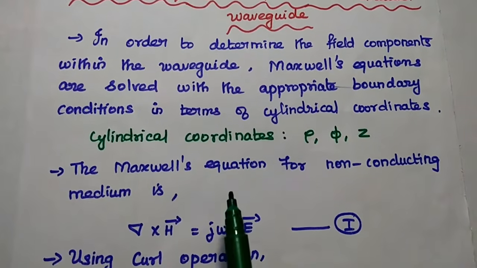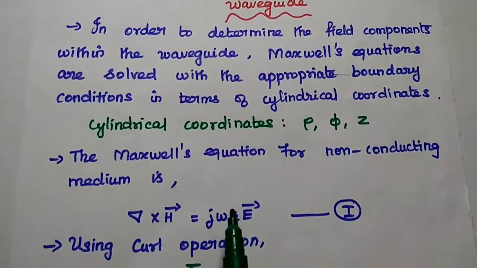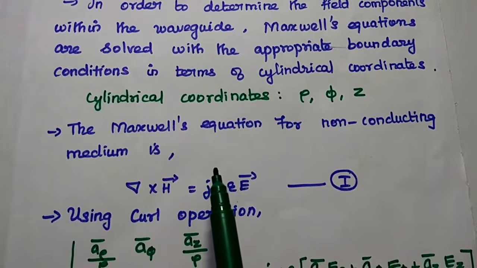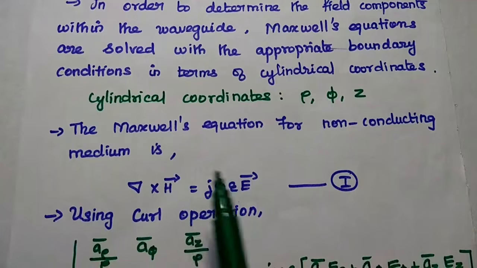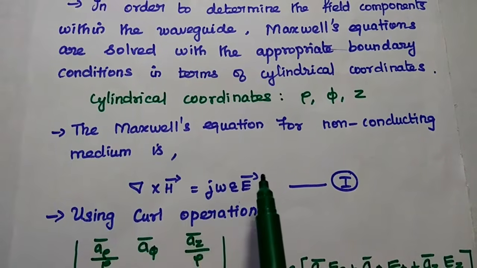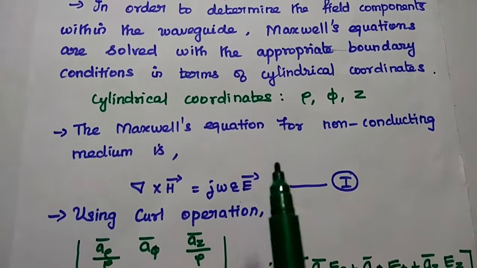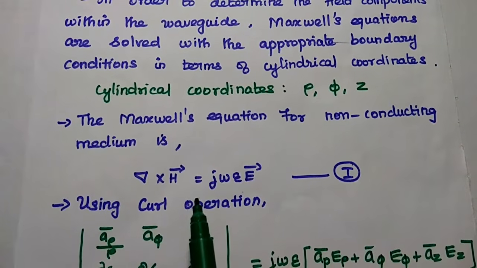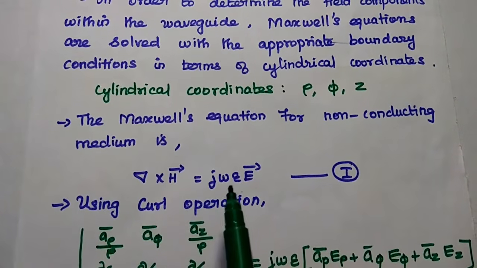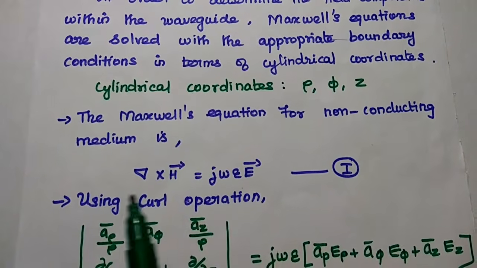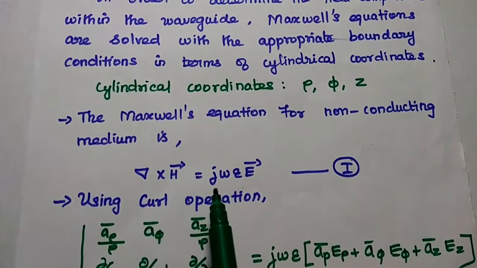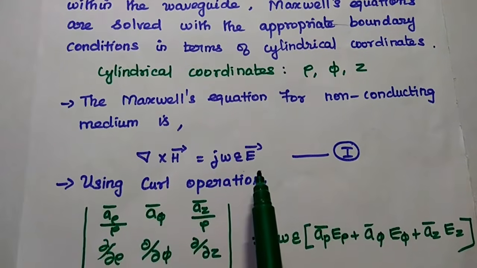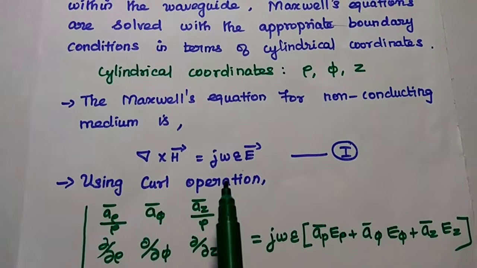First we have to consider Maxwell's first equation for a non-conducting medium, because the medium inside the circular waveguide does not conduct. Here Maxwell's first equation from Ampere's circuital law is given as del cross H bar is equal to j omega epsilon E bar. This is the first equation for a non-conducting medium.